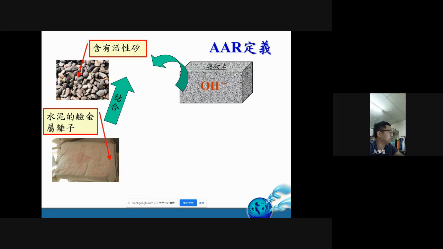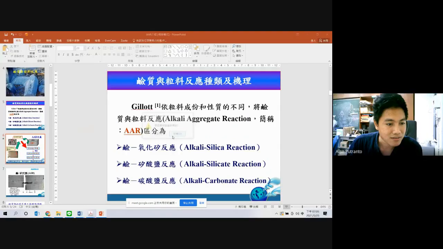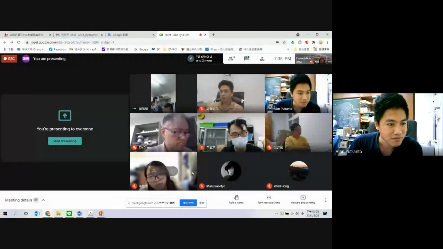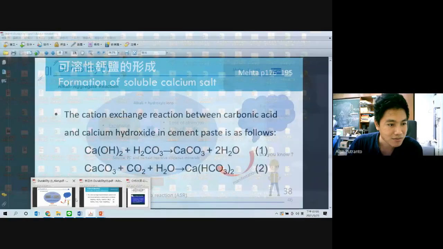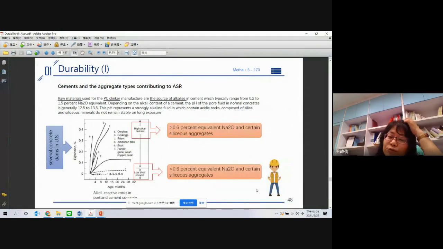So you mentioned that the pH has to be at a certain degree so you can prevent the AAR from happening. In your PowerPoint, you mentioned that the AAR can be held back with a certain value. So what's the number for that? Oh, okay. Wait, let me check it first. Page 48.